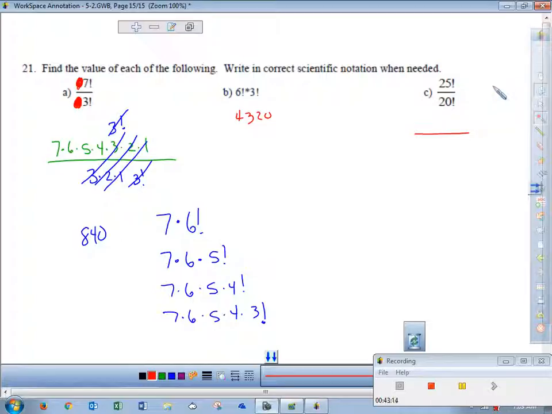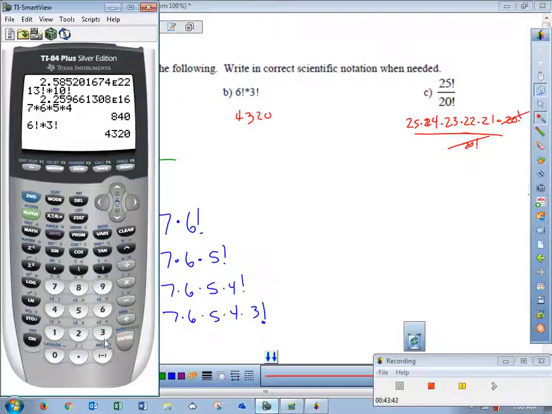But here on part C, we can cancel that out because it's going to be 25 times 24 times 23 times 22 times 21 times 20 all the way down. Isn't it going to kind of cancel out? So it's 25 times 24 times 23 times 22 times 21, and then everything after that is going to be 20 factorial over 20 factorial. So those are going to cancel each other out in that situation. So we just punch that in: 25 times 24 times 23 times 22 times 21.